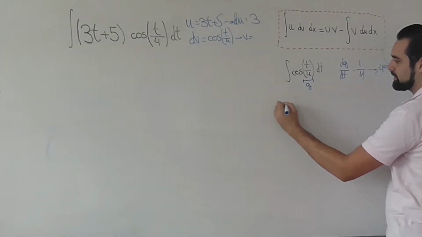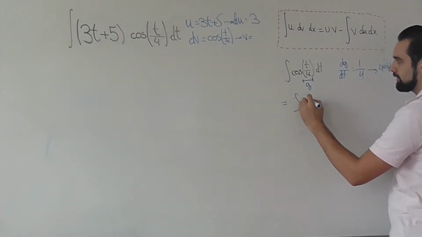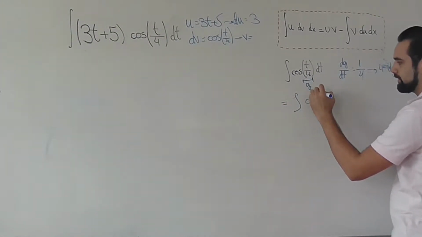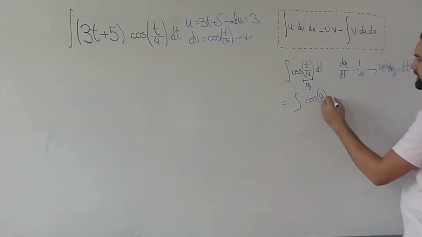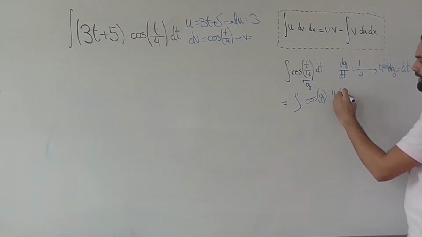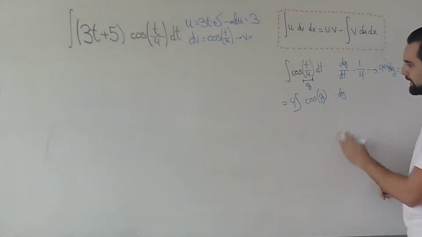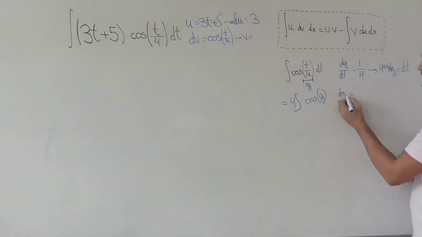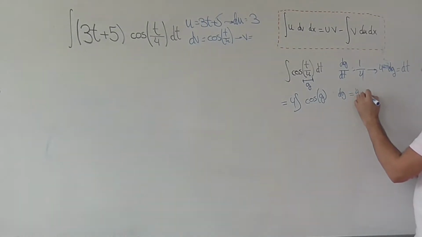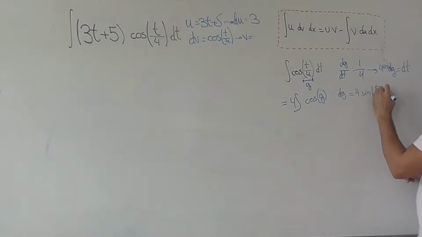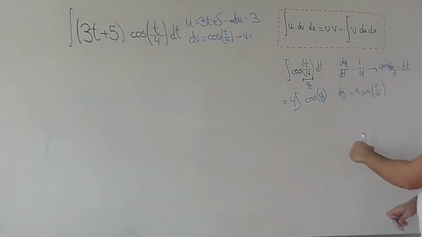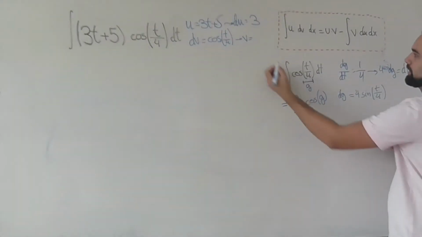So this is the same as saying the integral of the cosine of g times 4 dg. The 4 can go away over here because it's a constant, and then this is a simple expression. So this is the same as saying 4 times the sine of g, where g is t over 4. And that's the result for our integration. So v is going to be this over here.